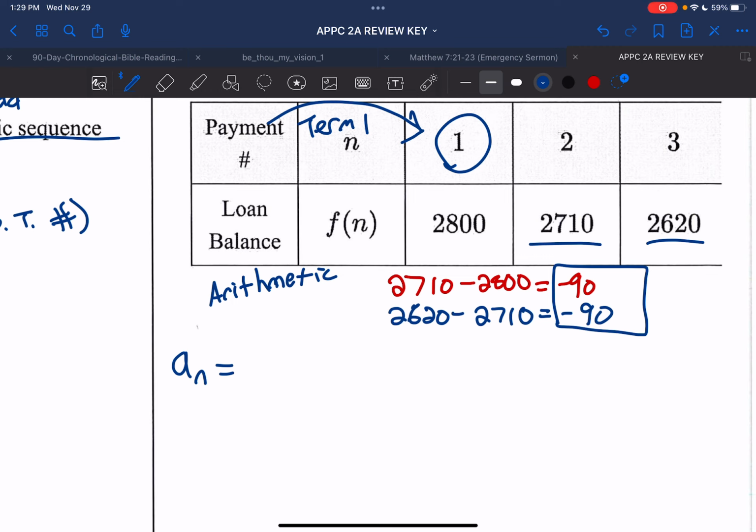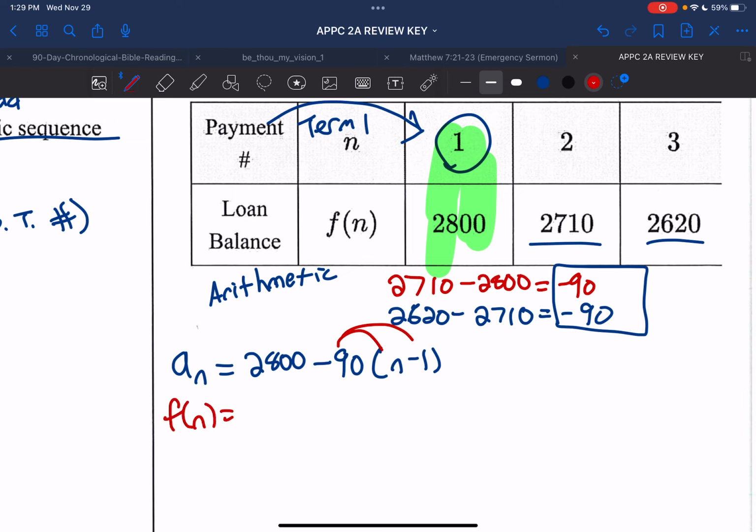Okay? So because this is term 1, I'm going to write 2800 minus 90, because I'm subtracting 90 every time. Then I've got n minus 1. And notice, this first number that I'm given here, that I'll highlight, this whole first term is after I've made a single payment. So if it wanted me to write it in term 0, I would have to add 90 or distribute out. Let's say it wants it in function notation, just for n, I would just write it as 2800 minus 90 plus 90.